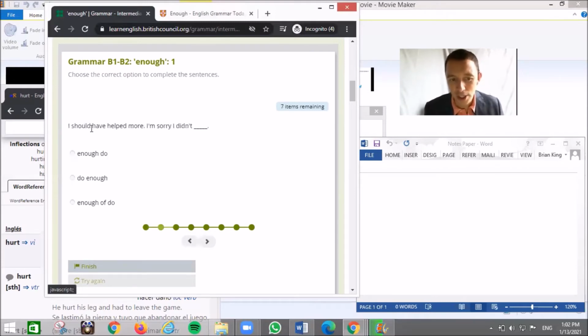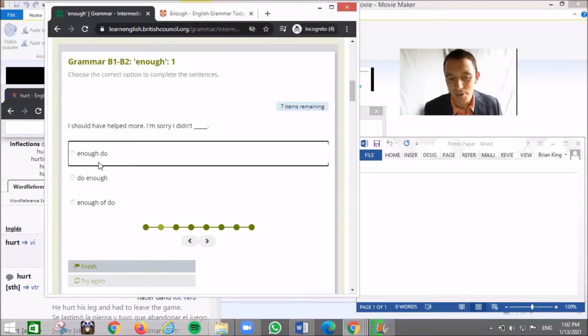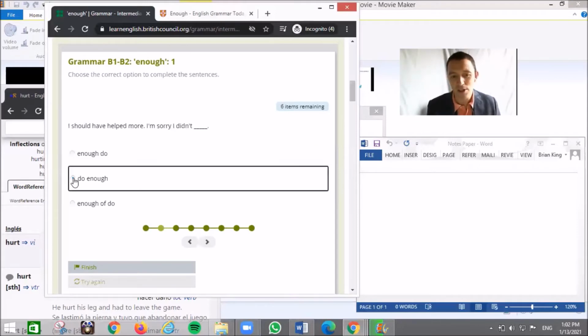Number 2, I should have helped. It's a regret, a lament. I should have helped more. I'm sorry I didn't, okay? Enough do, so do is the verb. And remember, after the verb, we have enough. So the position of enough is after the verb, after the adverb, and after the adjective. So for that reason, it's do enough, okay? I'm sorry I didn't do enough. And remember, enough of is with the determiner or with the pronoun, okay, not the verb.